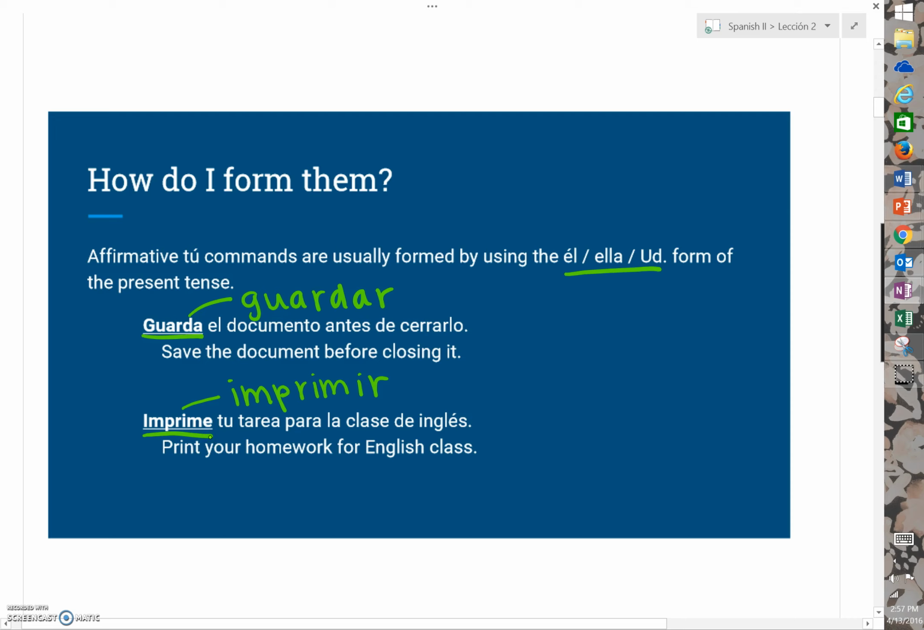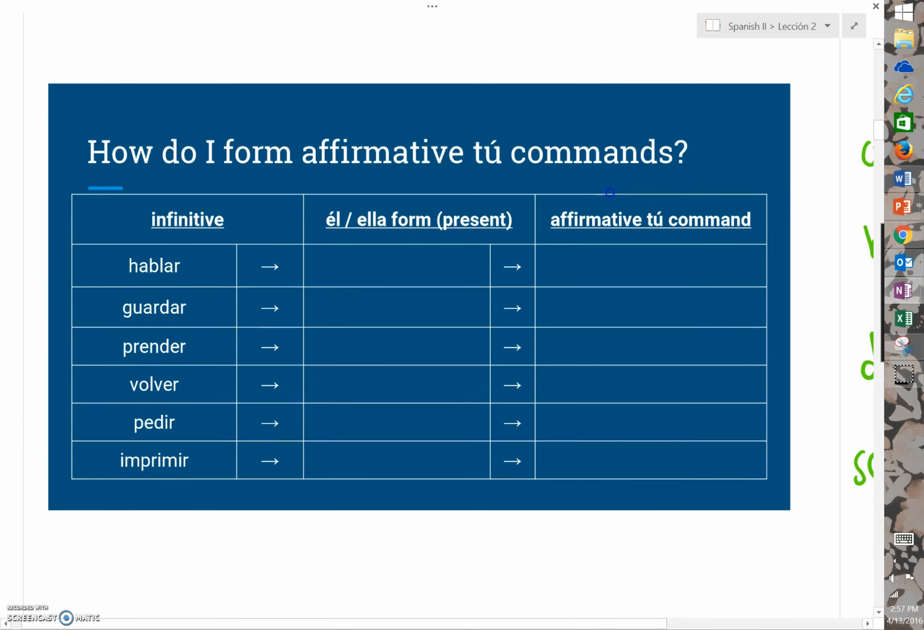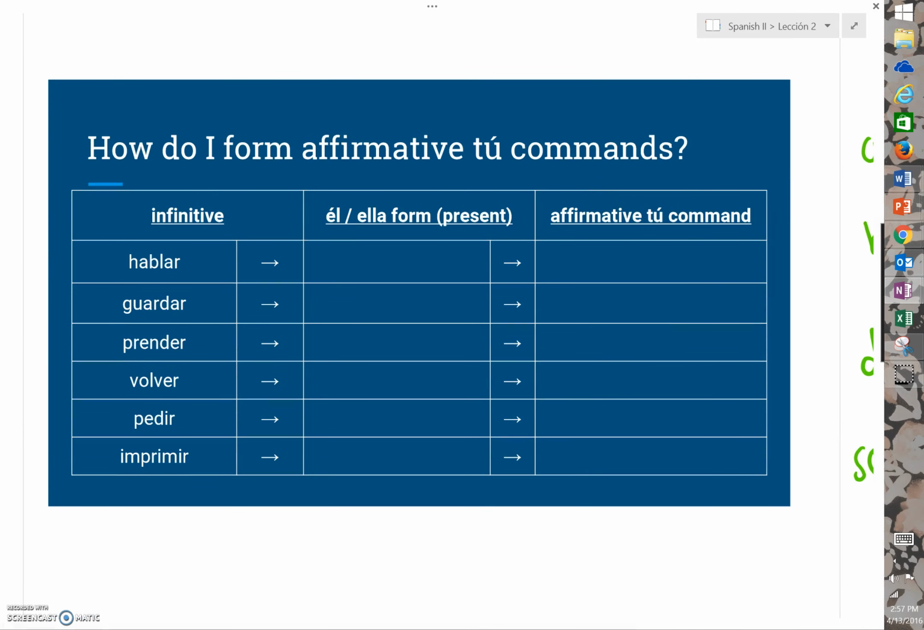I want you to take a minute and try out these ones. So, if we have hablar, first thing we do, put it into the él, ella, usted form. Same with guardar, and prender, and imprimir. So, we have the él, ella, usted form. What are the affirmative tú commands for those four verbs?